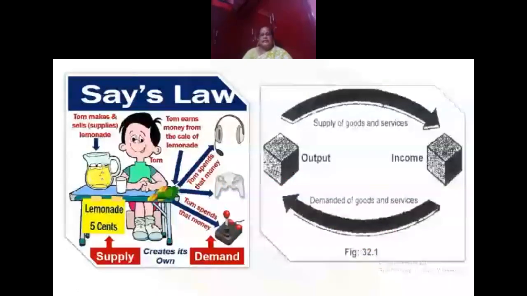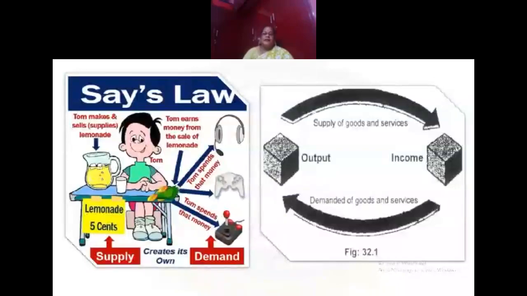Now, see the diagram. J.B. Say's law has been given in two diagrams. See, lemonade of 5 cents, supply creates its own demand. Here Tom makes and sells lemonade. Sells is nothing but supplies. Just see, Tom earns money from the sale of lemonade.